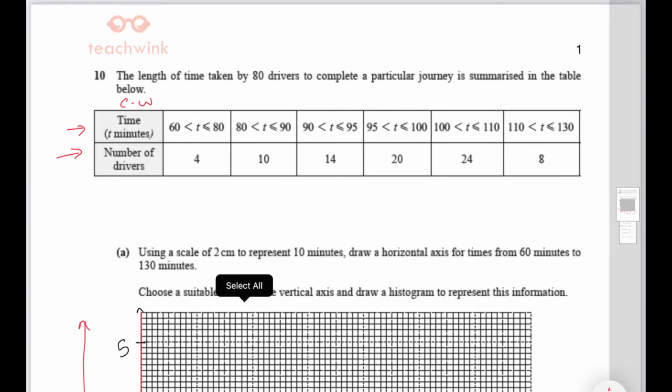from 60 to 80, that's a difference of 20. And then from 80 to 90, that's a difference of 10. From 90 to 95, that's a difference of 5. From 95 to 100, that's a difference of 5 as well. From 100 to 110, that's a difference of 10. And from 110 to 130, that's a difference of 20. So the class widths are not equal.